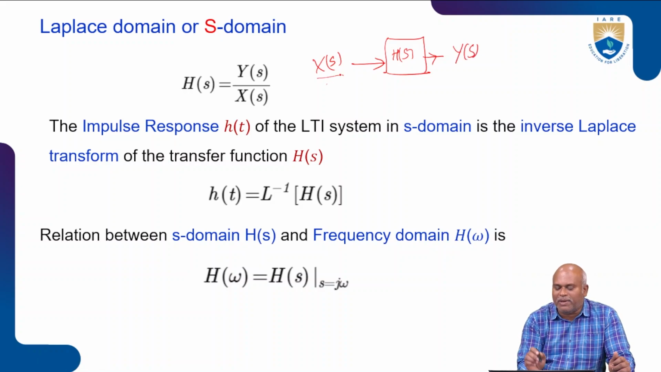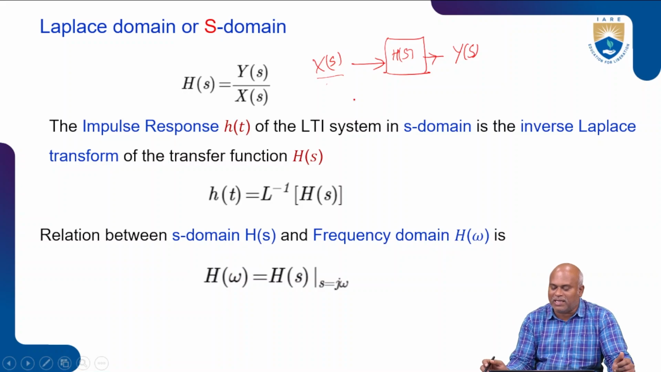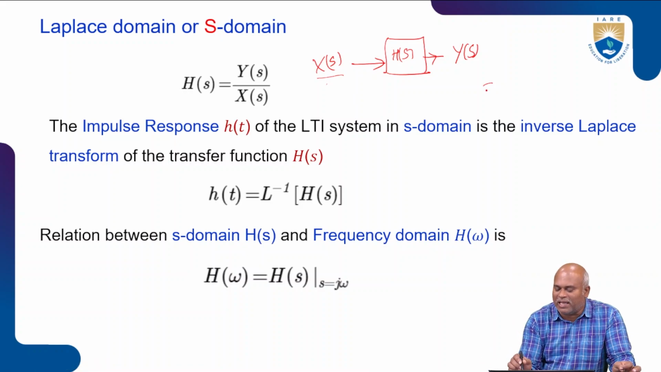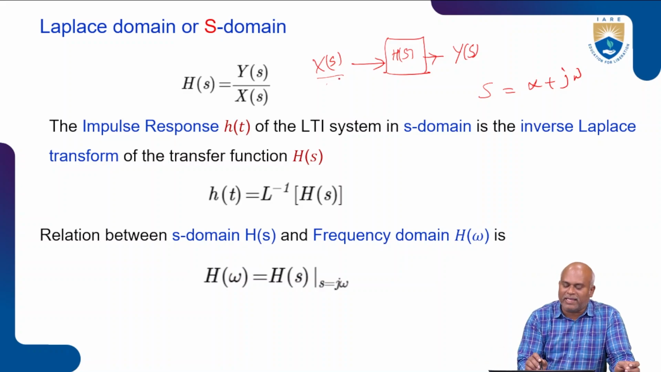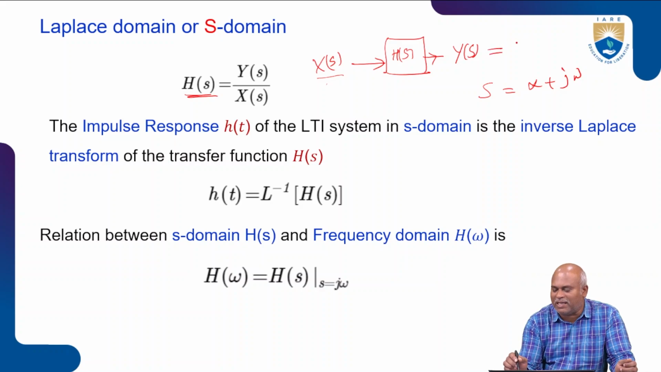Now we take the s domain, where s is represented as a complex variable, that is s equal to alpha plus j omega. This will be seen when we study the Laplace transform topic. So X of s is given as the input, it produces the output Y of s. The system response is called H of s. That H of s we need. So the output Y of s is represented as X of s into H of s.